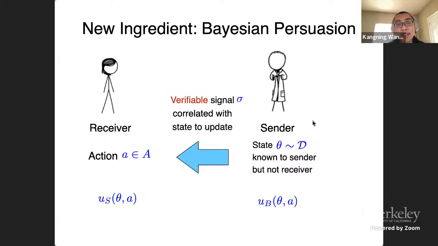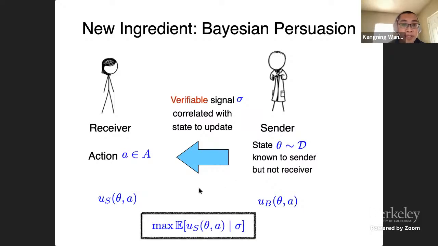And the persuasion part is, in the beginning, the sender can send some verifiable signal, sigma, that can be correlated with the state of the world to update the receiver's perception of the state. So that upon receiving the signal, the receiver can choose the action to maximize her expected utility given she has received the signal sigma.